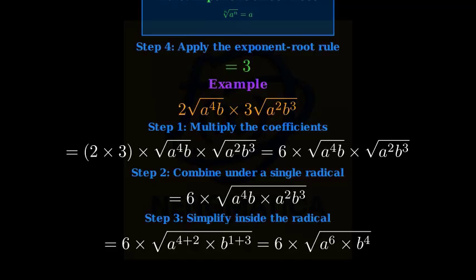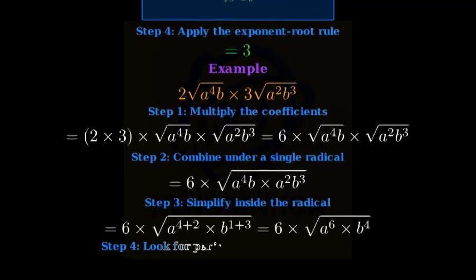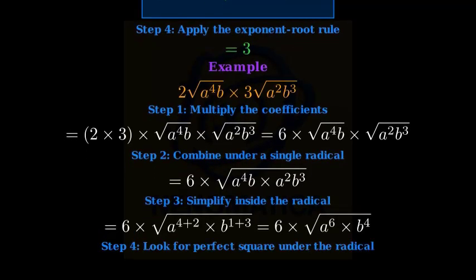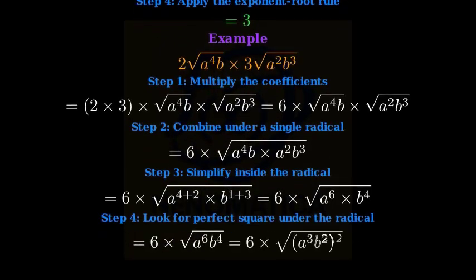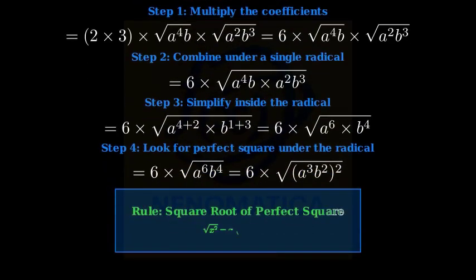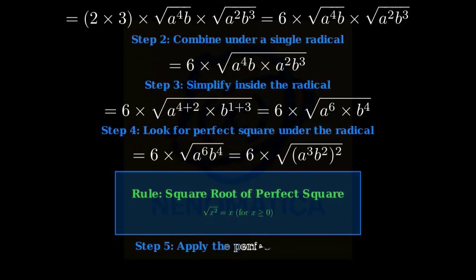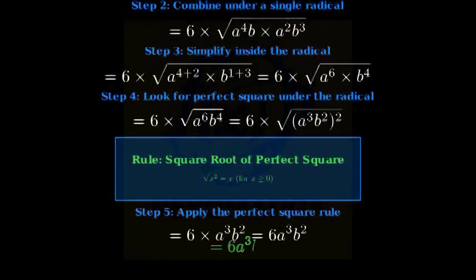We can rewrite the expression under the radical to see if we can simplify it further. Let's rewrite a to the sixth times b to the fourth as a to the third times b squared, all squared. This gives us 6 times the square root of a to the third times b squared, all squared. Now we can apply our rule for simplifying square roots of perfect squares. Using this rule, we know that the square root of a to the third times b squared, all squared, equals a to the third times b squared. So our final answer is 6 times a to the third times b squared, which simplifies to 6a to the third b squared.